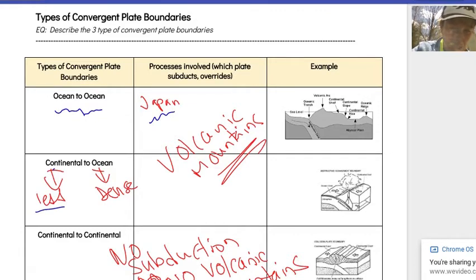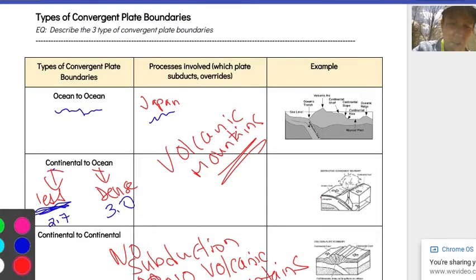Another is continental to ocean. The continental plate is always less dense because it has a density of approximately 2.7, and the ocean plate a little more dense, density of 3.0. So your ocean plate will be the subducting plate, and as it goes under, like I said, you will have partial melting, which creates magma, and then that will fill up this mountain, and you will have volcanic mountains.